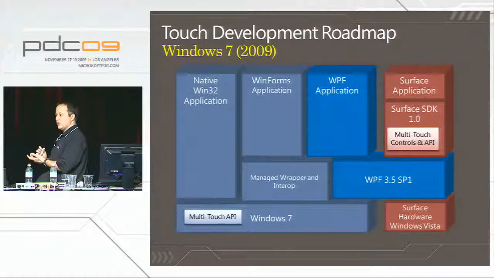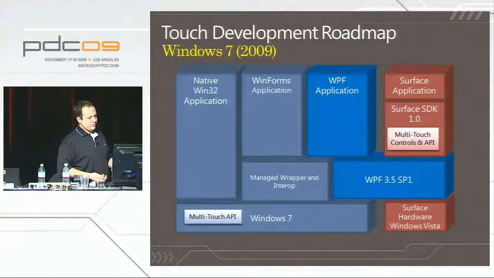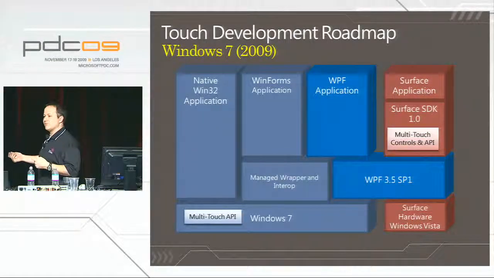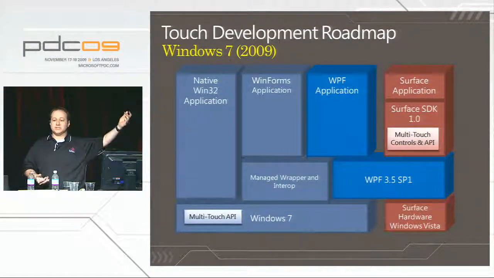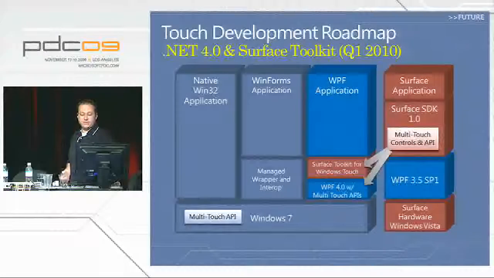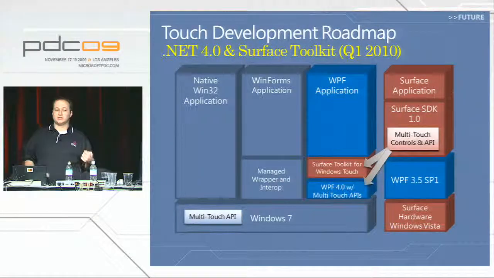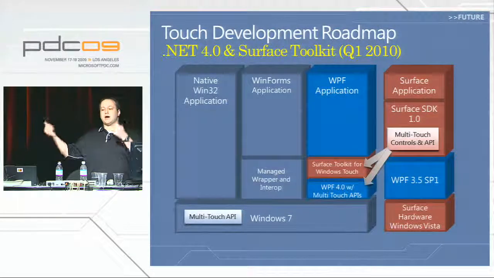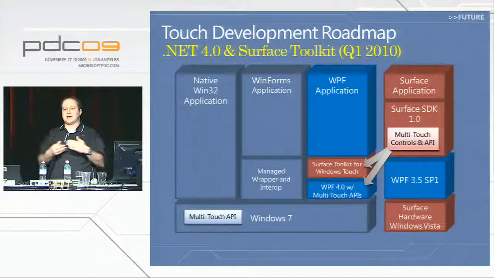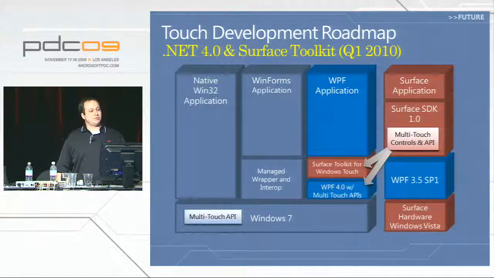All right, so our roadmap. This is where we are today. If you want to build something on a shipping platform, we've got Windows 7, we've got Microsoft Surface, and WPF 3.5. So on Windows 7, there's really no great managed story right now. That'll come with the introduction of WPF 4 early next year, as well as the Surface Toolkit. So at that point, we're taking a lot of the technology from Surface, as we promised last year at PDC, and standardizing that across the company so that you can use very similar concepts on both places.